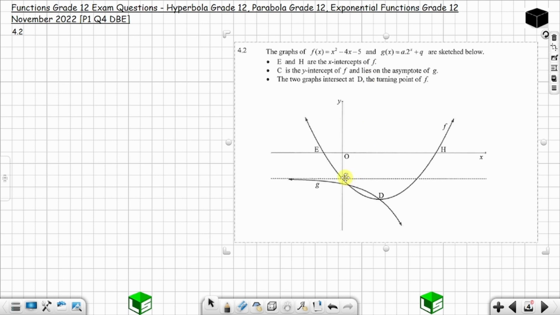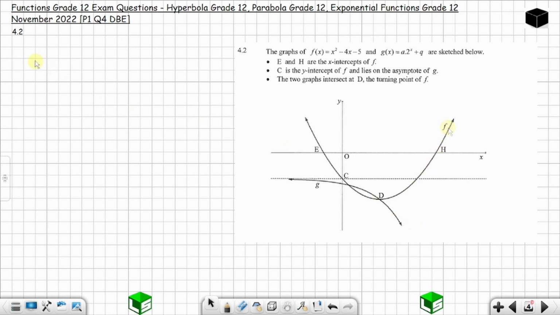And C lies on the asymptote of g. This is the horizontal asymptote of the graph of g. The graph of g is an exponential function. D is the turning point of f, and it is also the point of intersection between the graph of f and the graph of g.